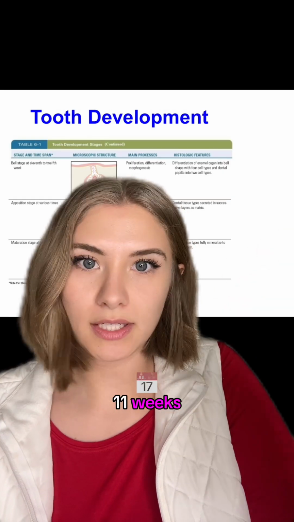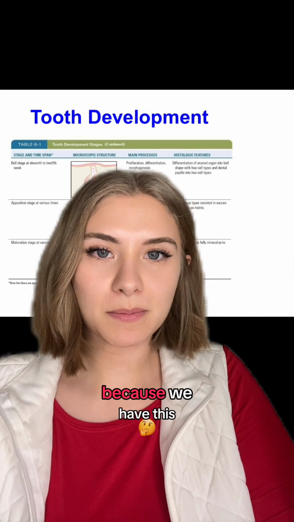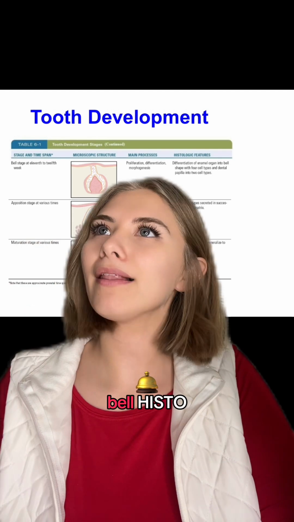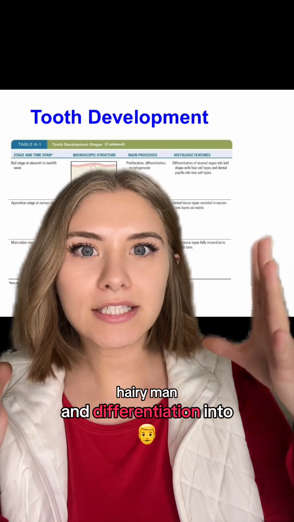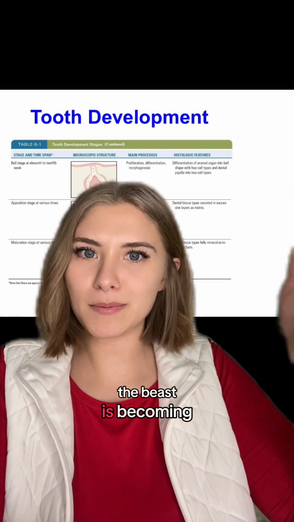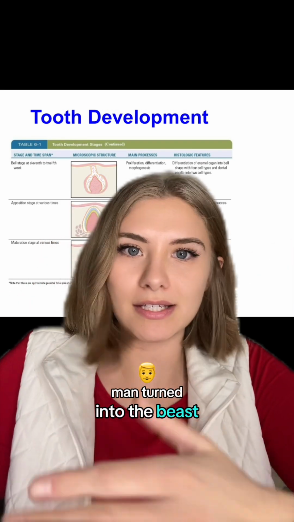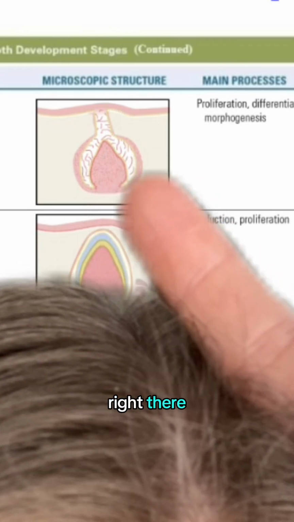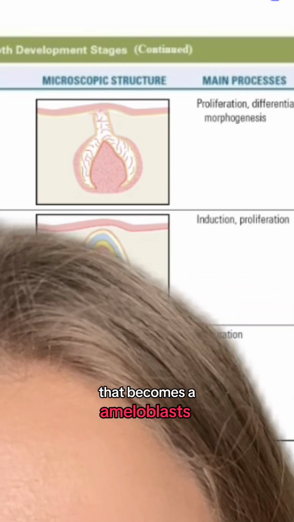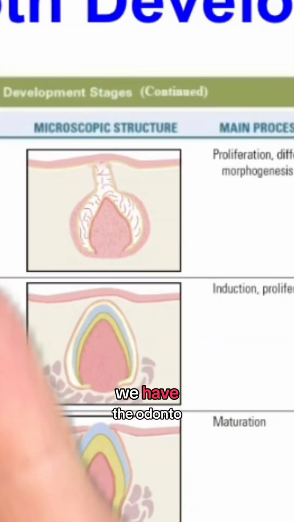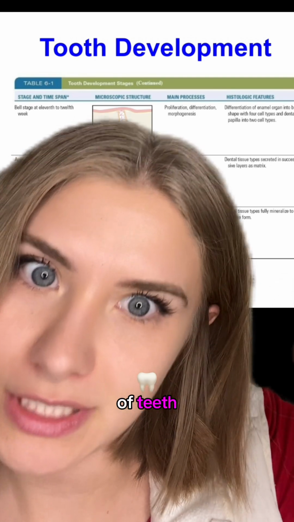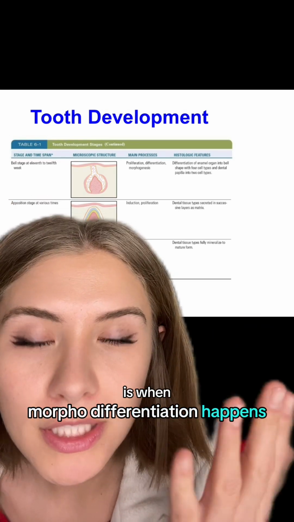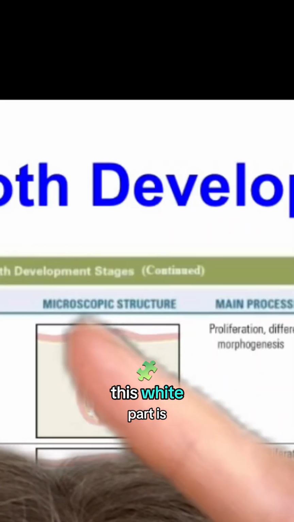Now we're at 11 weeks and we have the bell stage. I always think of Beauty and the Beast because we have this thing called histodifferentiation. That's the transformation into distinct cells. Bell, histo, hairy man, and differentiation into distinct cells. The beast is becoming a man, or the man turned into the beast. So we talked about the inner enamel organ, which is these little parts right there. That becomes ameloblasts, which is the making of enamel. We have the odontoblasts, which is the making of dentin, or the dentinal papilla. This is when morphodifferentiation happens, morphing into the crown. This white part is going to morph into the crown.